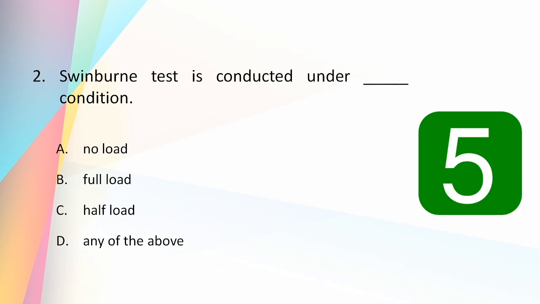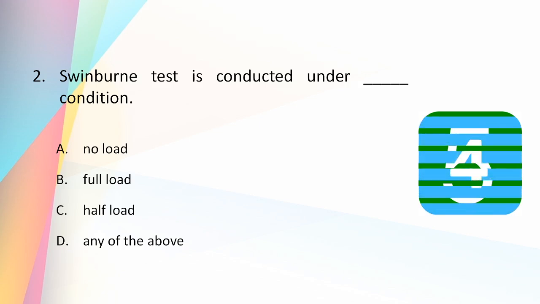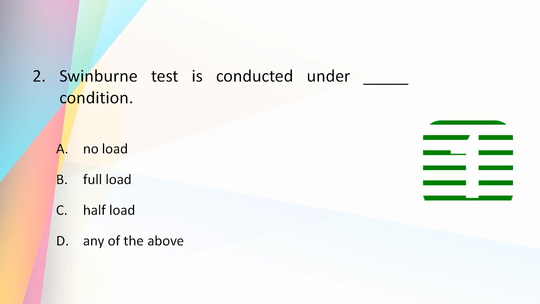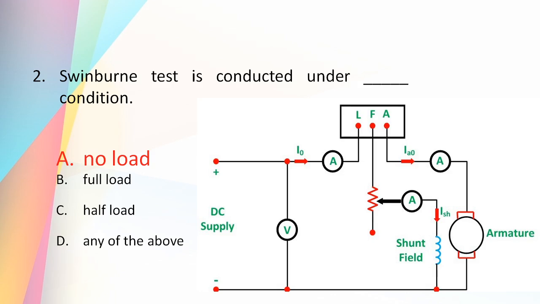Swinburne's test is conducted under dash condition. No load, full load, half load, any of the above. And here you go. And the answer is no load. So Swinburne's test is an indirect method of testing DC machines. And in this method, the losses are measured separately and the efficiency at any desired load is predetermined.